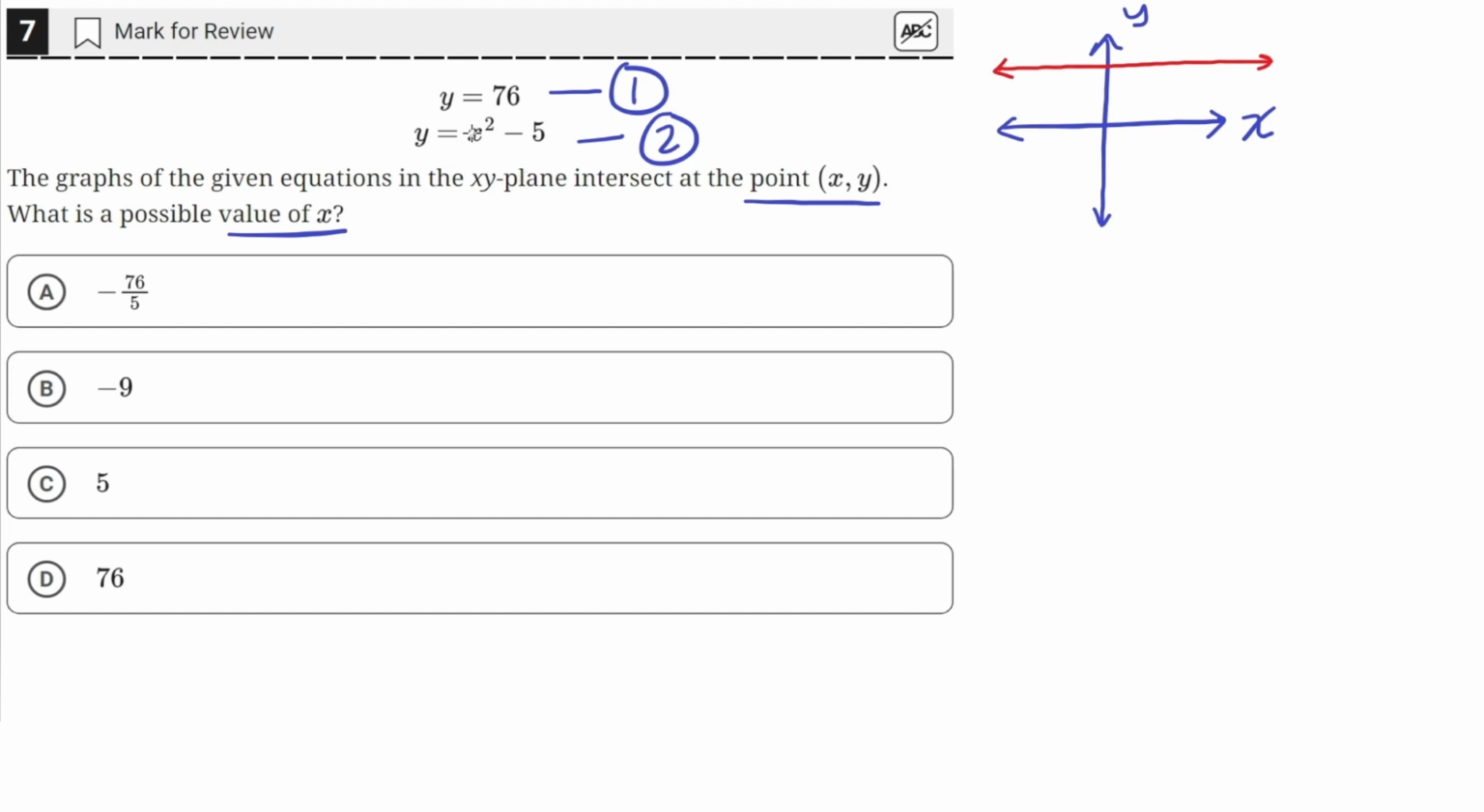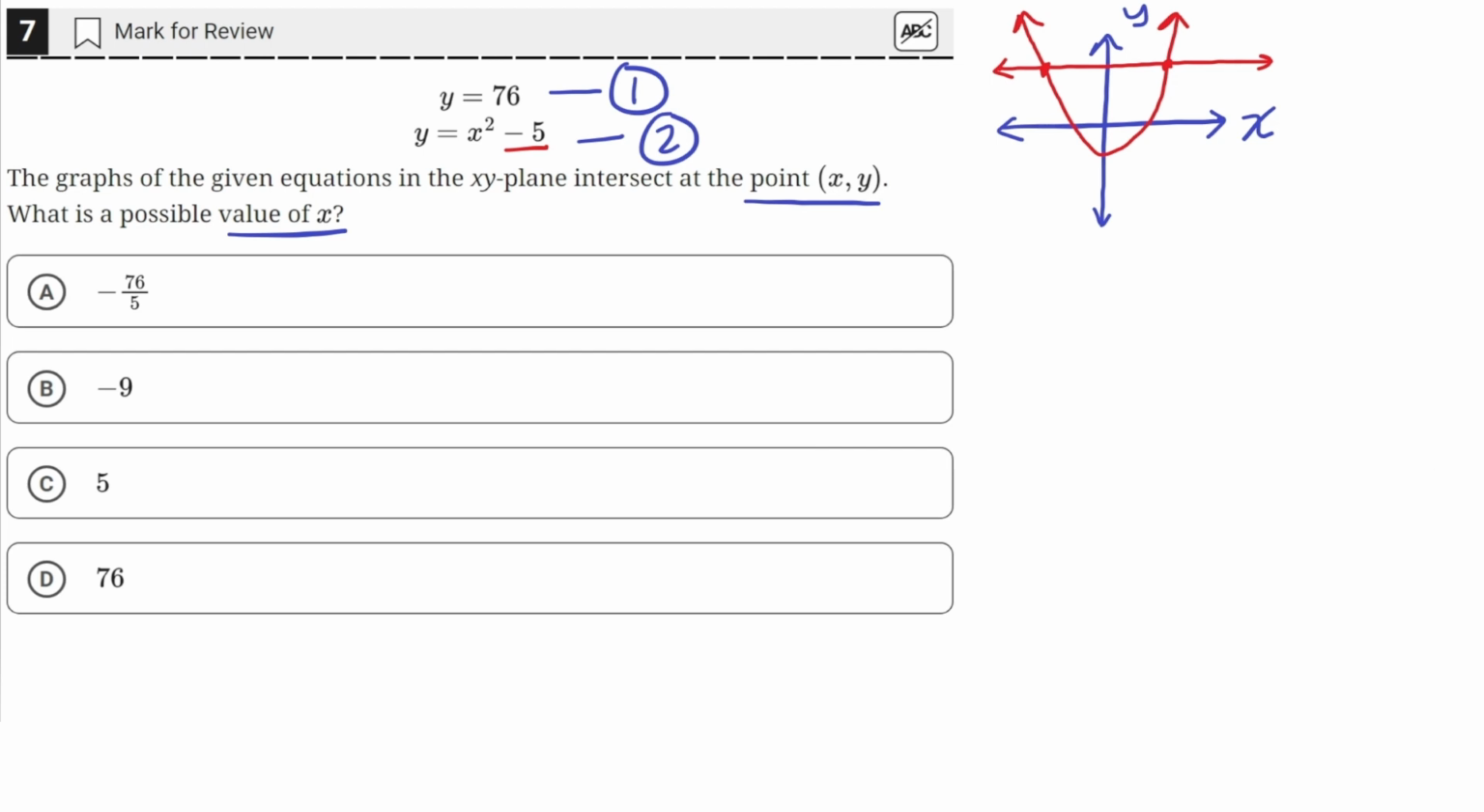And then the graph y equals x squared minus 5 is just a parabola that is concave up, since the coefficient of x squared is positive. So it'll look something like this. The vertex of this quadratic is not at the origin since it's shifted down by 5 units. So it'll be somewhere down here. Okay, so we need to find the coordinates of the intersection, or really just the x values of the intersection.